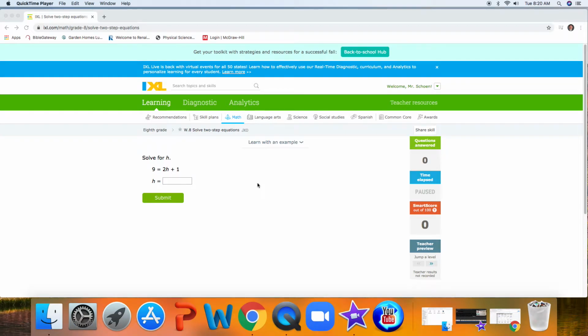Today in math class we're going to continue our study and our mastery of two-step equations by taking a look at the practice on IXL. We're in the 8th grade section on W.8, solving two-step equations. Make sure that you're logged in before you start practicing.